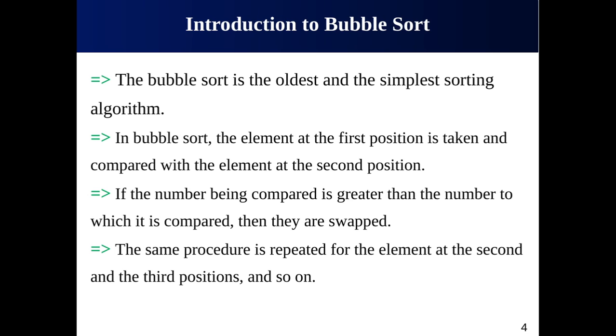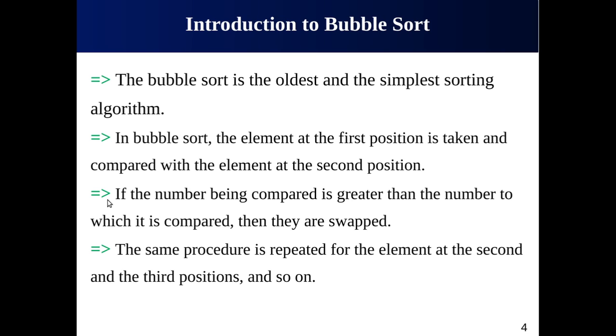But what if the first number is not greater than the second? Then there is no need to swap, because they are already in sorted form. So you have to swap the elements only if they are out of order. If they are already in order, then obviously there is no need to swap them. And then you repeat the procedure for the element at the second location, then the third location, and then the fourth location, and you continue the process until you reach the end of the list.